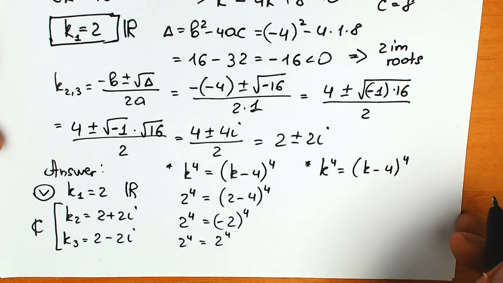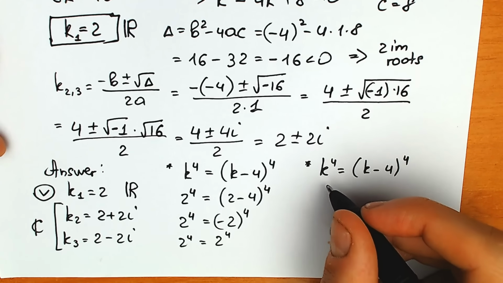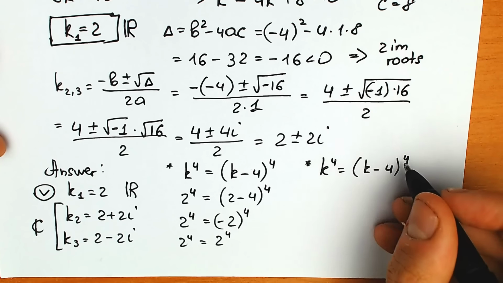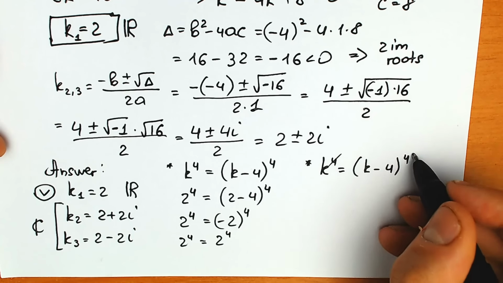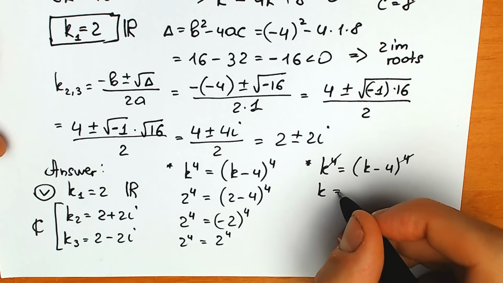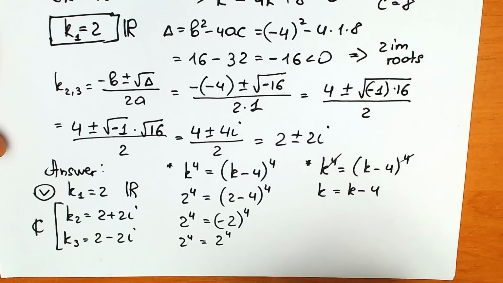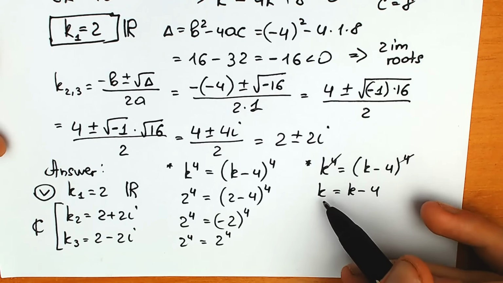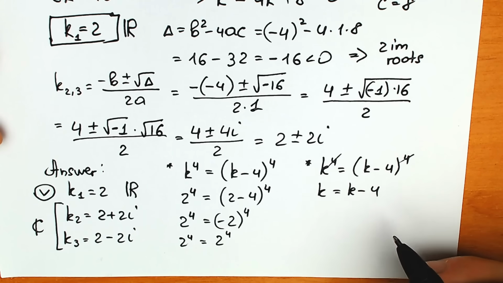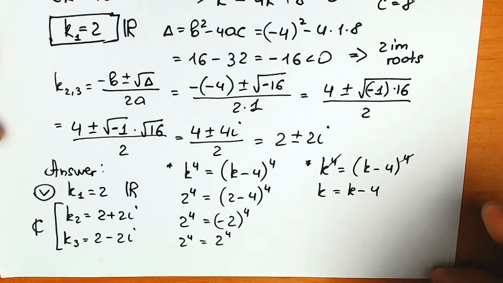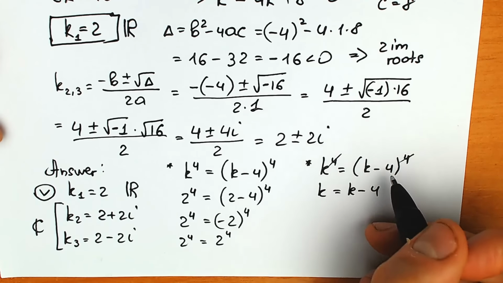Of course you can do it, but in the same way, if you do it, we have k to the power 4 right here, so we cancel this 4 and we can write it as k equal to k minus 4, something like that, yeah? And then we have 0 equal to minus 4.